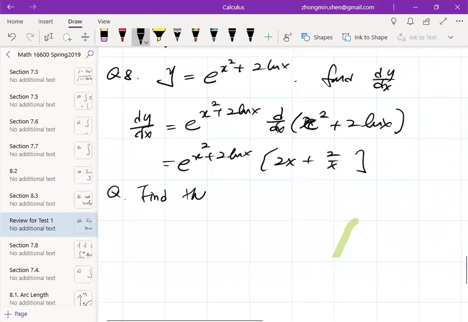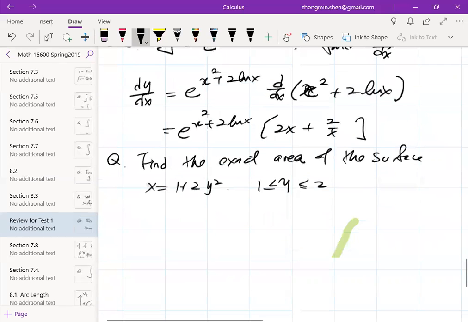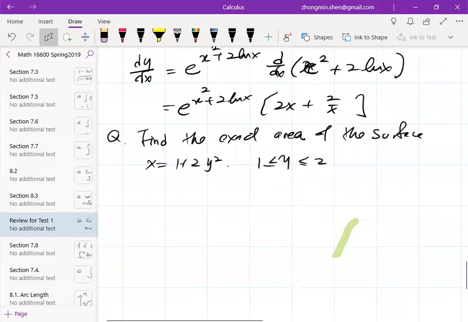Find the exact area of the surface. Yeah, this is a difficult part. I have to say that only half of the students are able to get the right answer in general. So you spend more time. If you prepare for the test, do all the problems, not just homework problems, in that section until you never make mistakes.